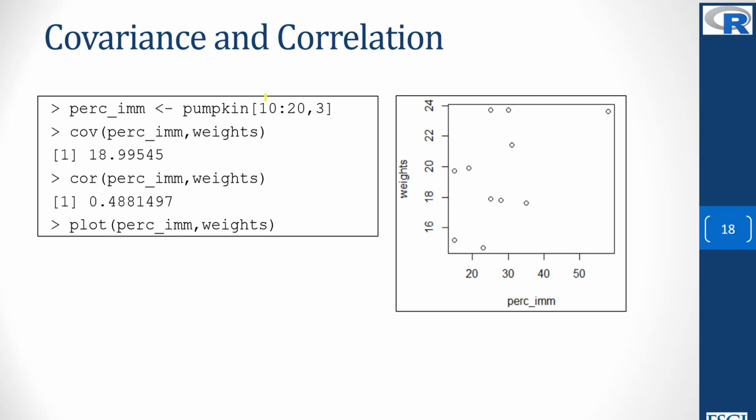So here I've extracted the medium category pumpkin data from our data set for the percentage of immature pumpkins found. It is rows 10 through 20 of our data frame that we read in from the CSV file, column 3. And then I'm running the covariance function with the percent of immature pumpkins for the x variable, and then the weights for the y variable. You see we get again a positive covariance value, which indicates there's a positive relationship.